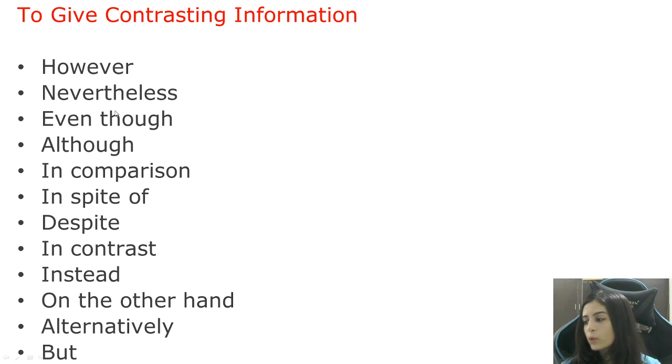Manpreet, I personally don't recommend the usage of on the flip side, because we have on the other hand which is more formal and sophisticated. So I would not recommend you to use on the flip side.